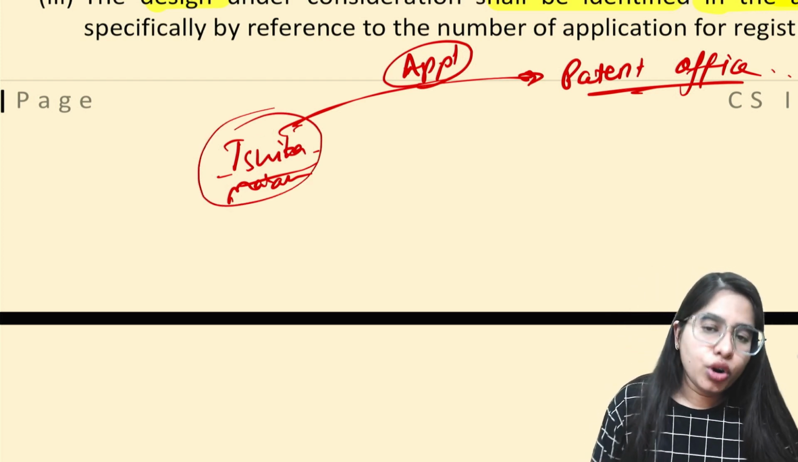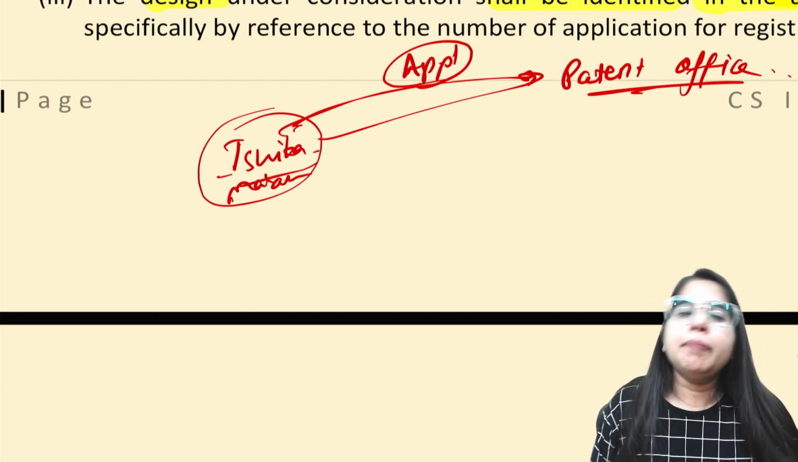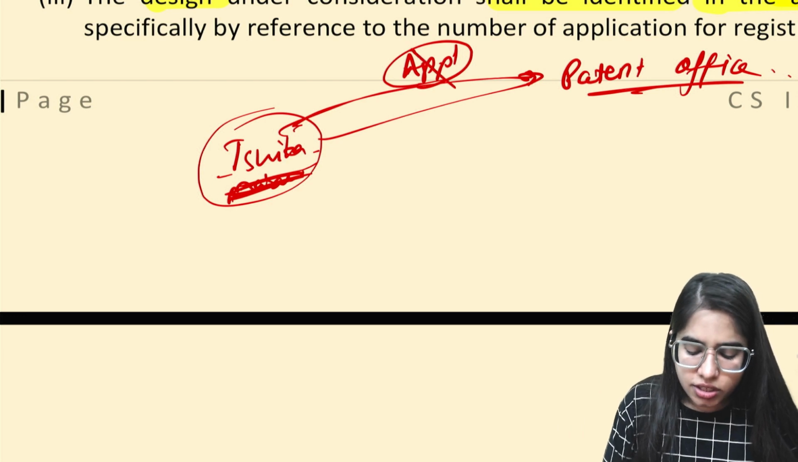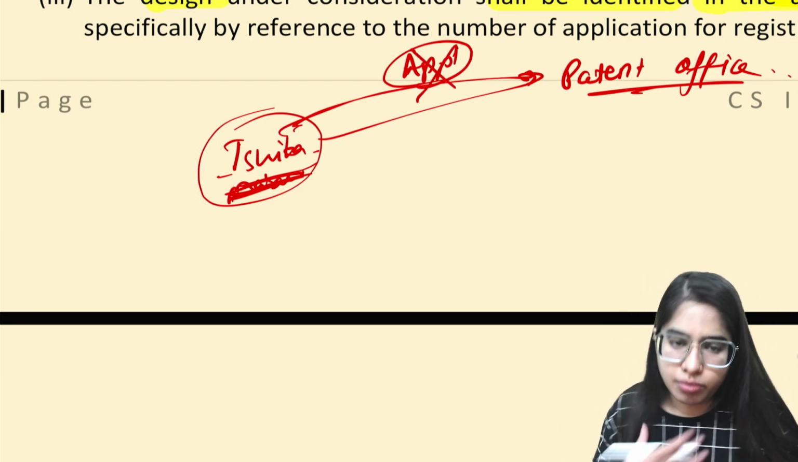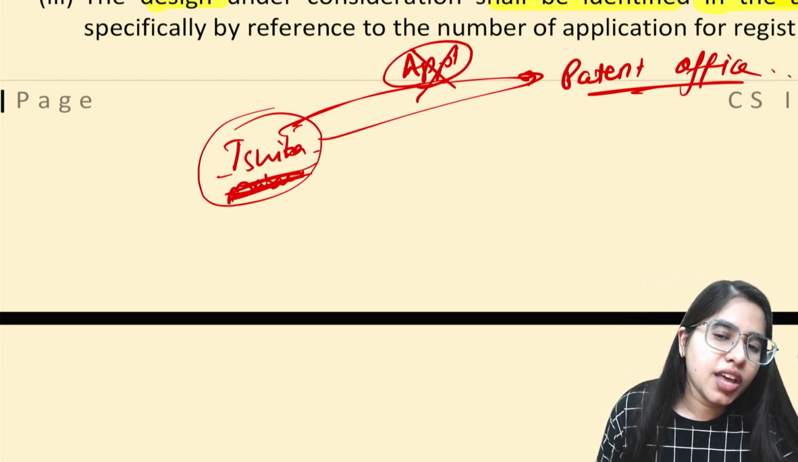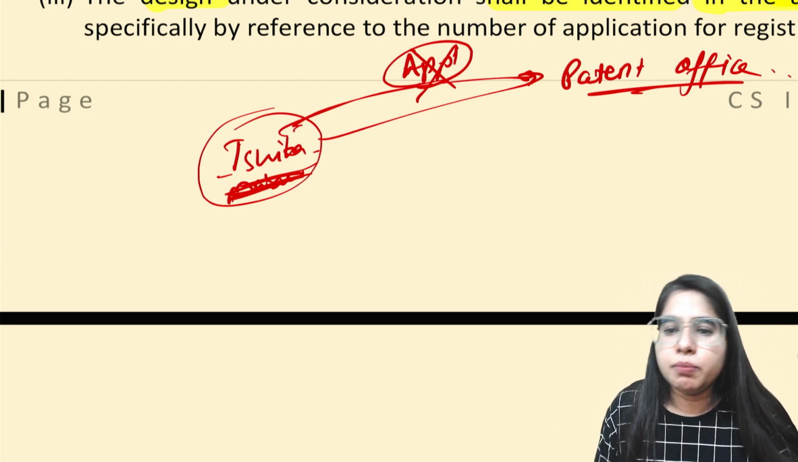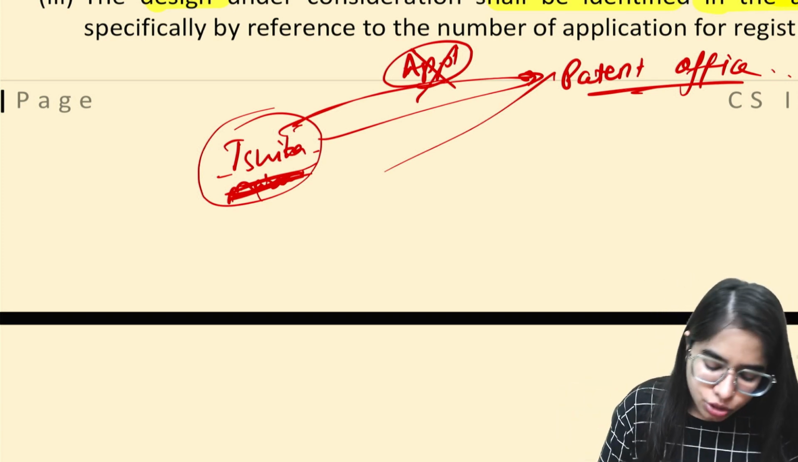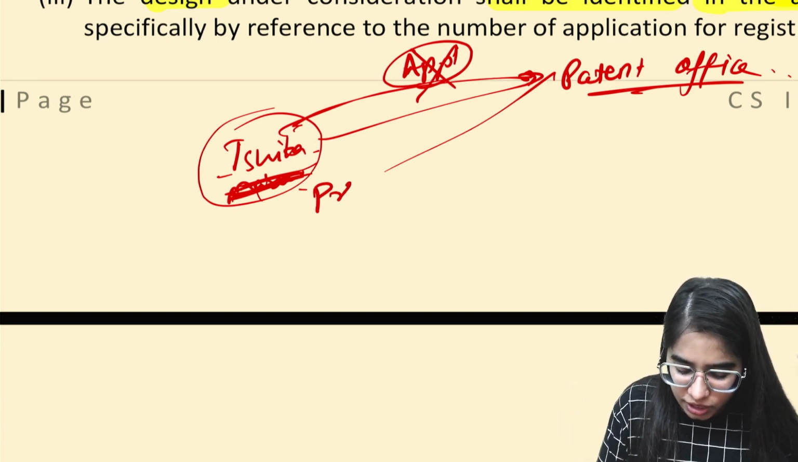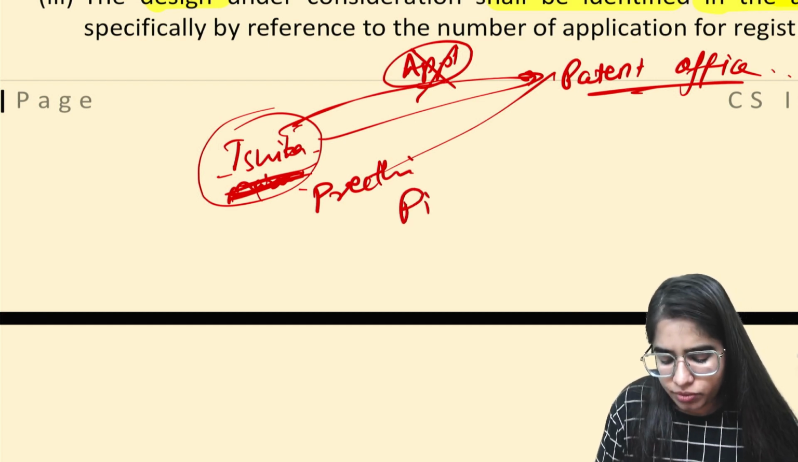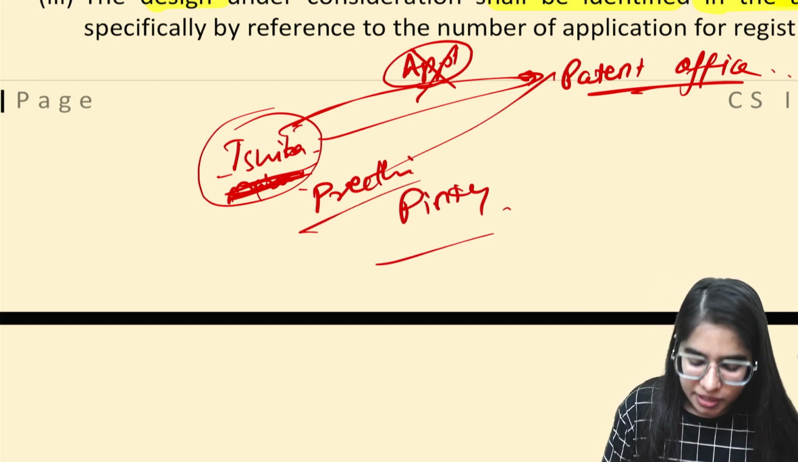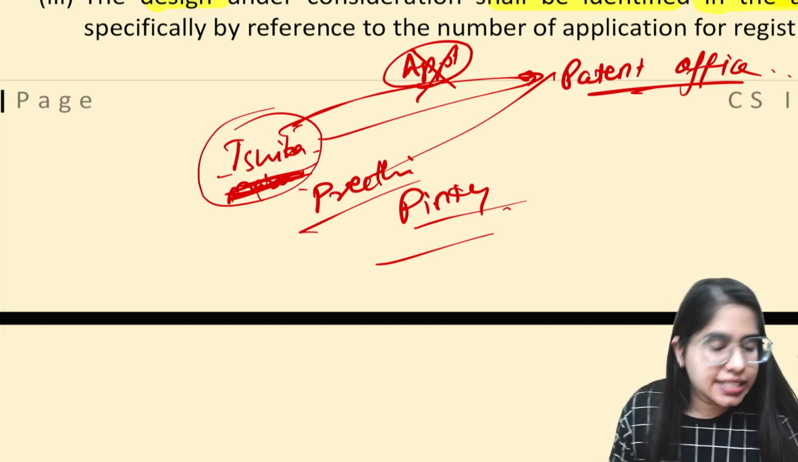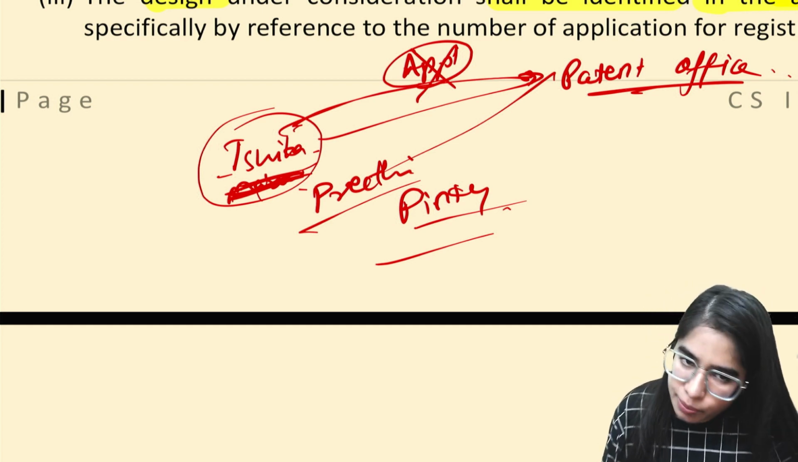But later on, I want to change this, and I want to say: hey, patent office, listen now. Don't register this design in my name only. Actually, I made this with the help of Preeti and Pinky. So please register this design in the joint name of Ishika madam, Preeti and Pinky. Is it possible? Yes, it is definitely possible.